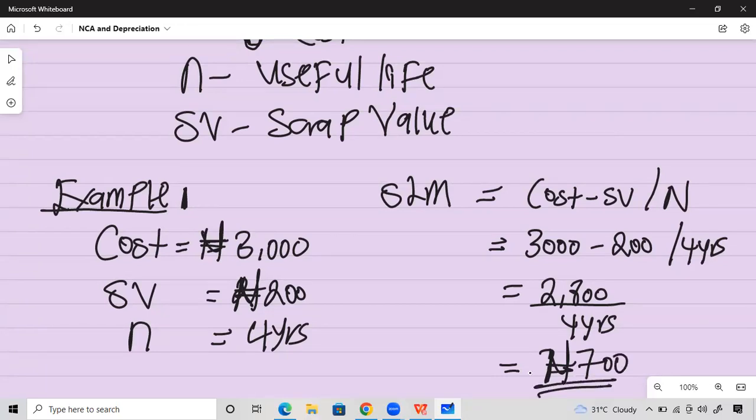So this is the depreciation that you are going to charge every year, and which is going to go to your statement of profit or loss. This depreciation is going to go to your statement of profit or loss, which is going to be 700.